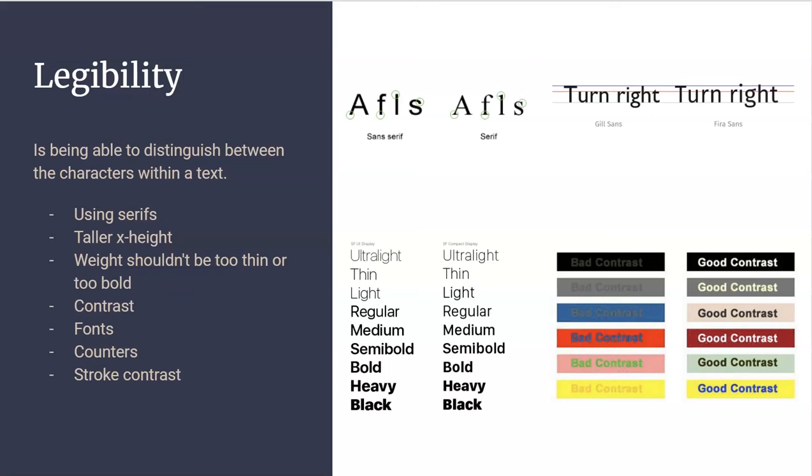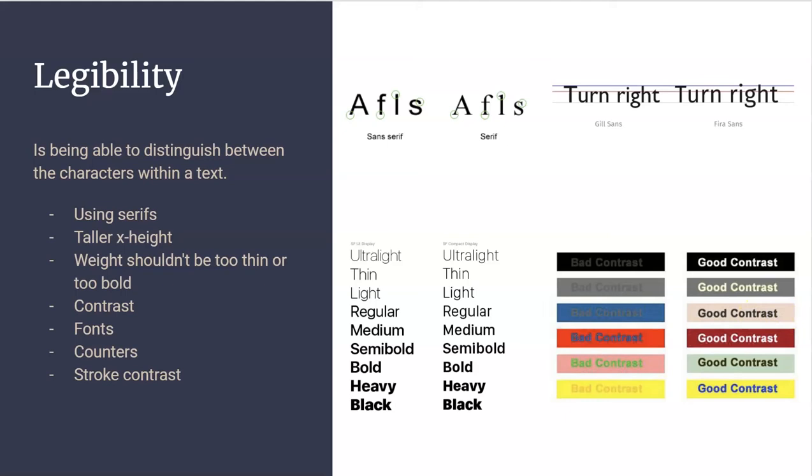And the weight shouldn't be too thin or too bold. So I have it in this example here, it goes light, dark, and the ones that are more readable, I would say, are the regular, medium, and semi-bold. And what to look out for is also contrast. So contrast can make your letters very illegible, but if you use it in the right way, it can work for you. So here they can use a black background with white font, or any darker color with a lighter color font, or you could reverse it using a light background with a dark color font.